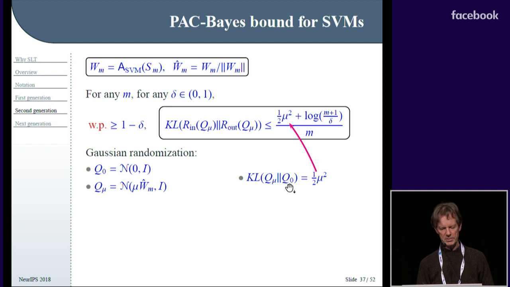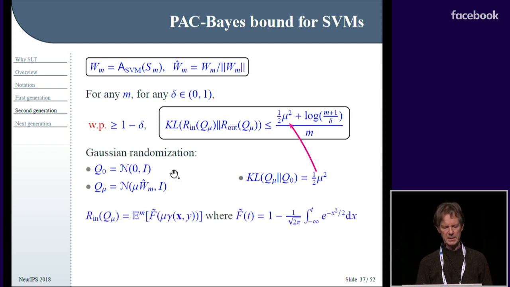So now the KL divergence between posterior and prior is just a half mu squared, the KL divergence between two Gaussians. And here we actually have a way of computing the in-sample error, which is basically the expected value of 1 minus the cumulative normal distribution of mu times the margin of that point. So this is the empirical average of this function of the margin. It's saying that as the number of margin errors goes down, we're going to get a very low empirical error. It's very close to our xi that we had in the Rademacher bound, but it's a slightly more nuanced version of that. So this is the empirical error. We can measure it exactly with this particular distribution.